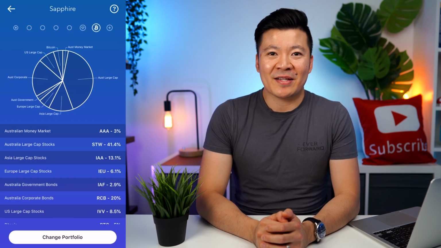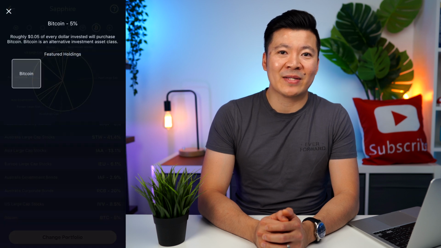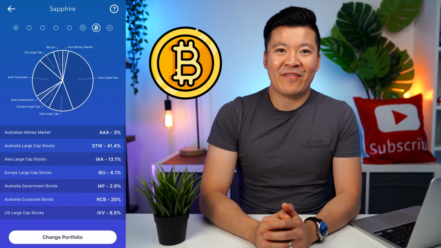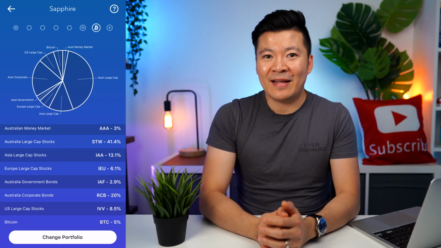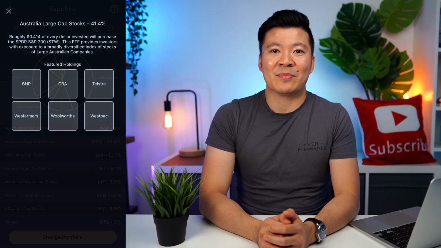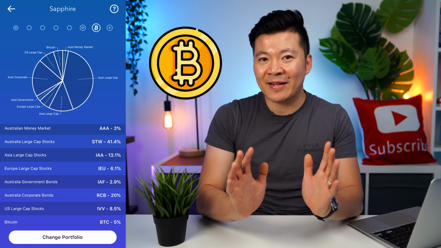And our 7th option is called Sapphire, and it is considered the most risky option on the list because it includes a 5% allocation in Bitcoin. The remaining 95% are the same 7 ETFs as the first 5 options, with a slightly different weighting and a large emphasis on Australian large cap stocks. So if you believe in Bitcoin or you want some exposure in cryptocurrency, then you may consider this option.